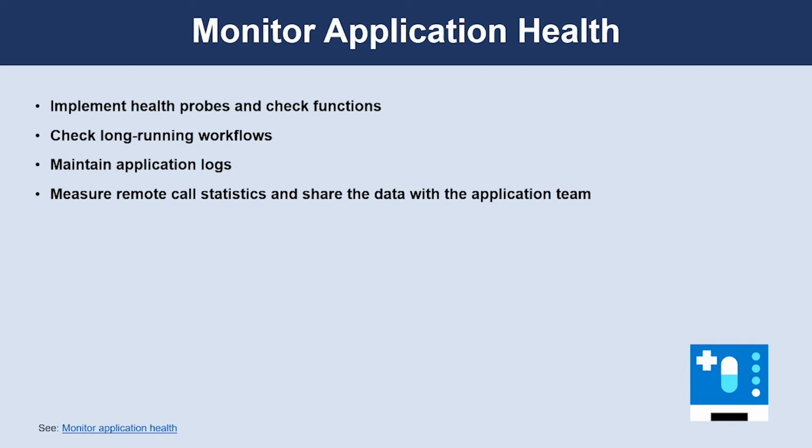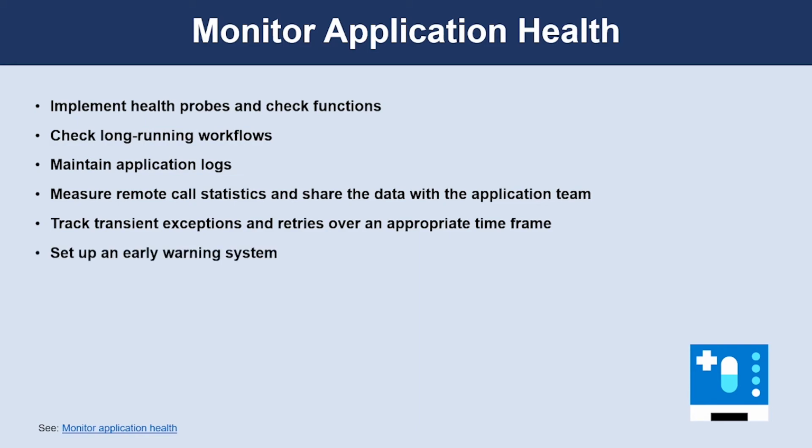The next step is to measure remote call statistics and share the data with the application team, and track transient exceptions and retries over an appropriate time frame. Then set up an early warning system. This identifies the key performance indicators of application health, such as transient exceptions and remote call latency.